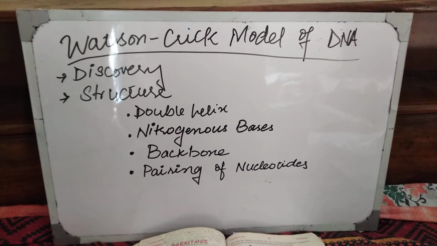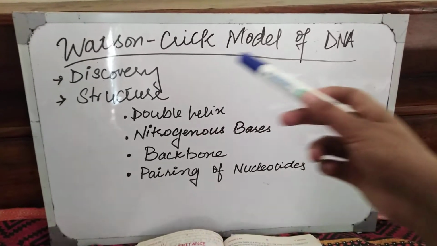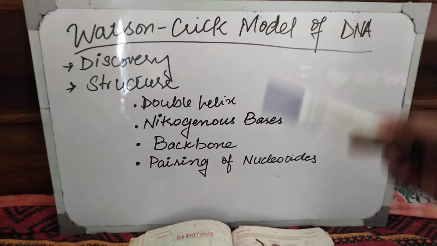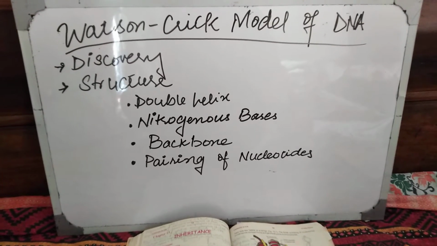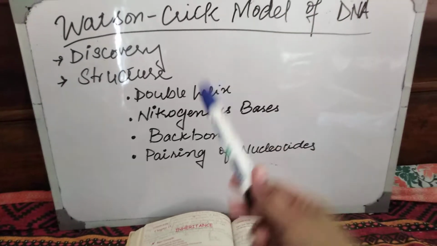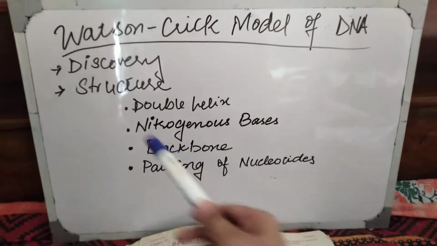Today we are going to discuss our topic from chapter number 15, Inheritance, and the topic name is the Watson-Crick model of DNA. I have summarized some headings which are not mentioned in your book, and I have summarized it for you. So I'm going to read it, and you just need to note it down in your books.